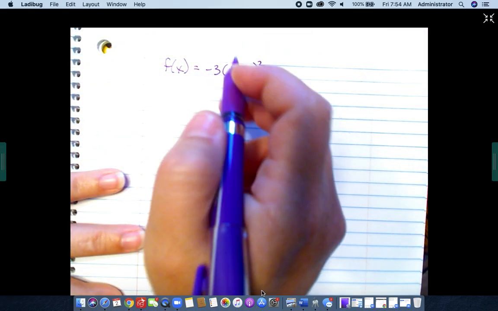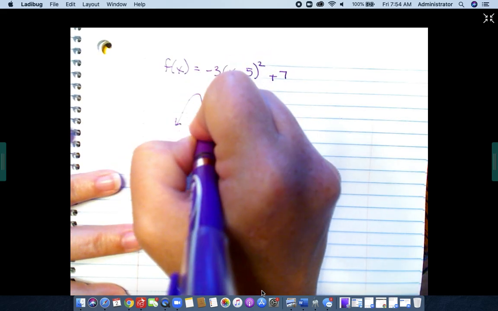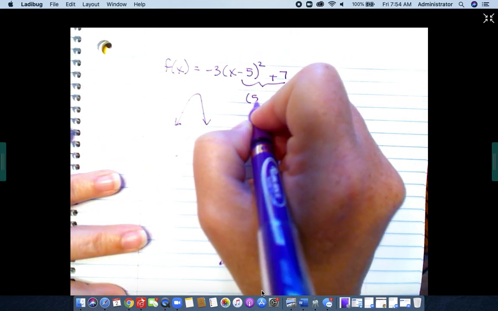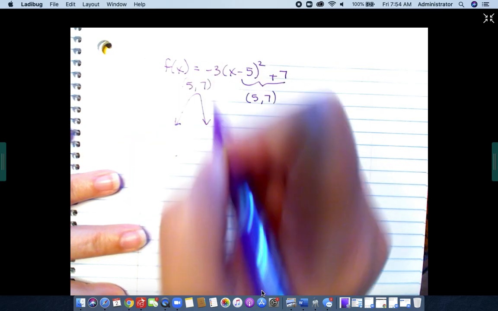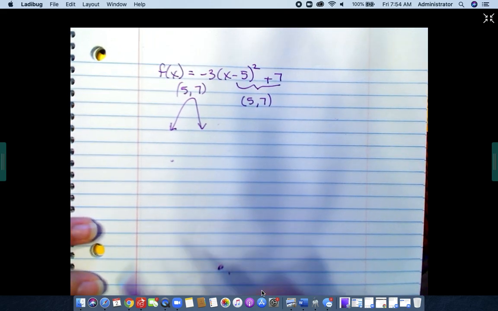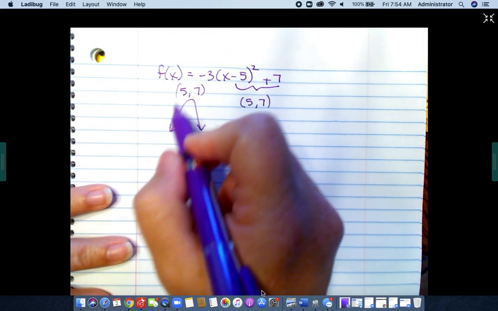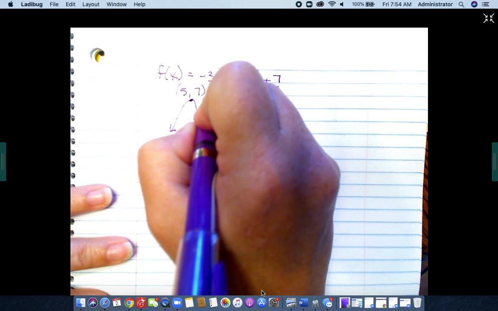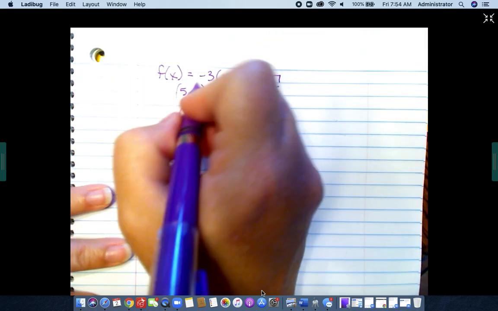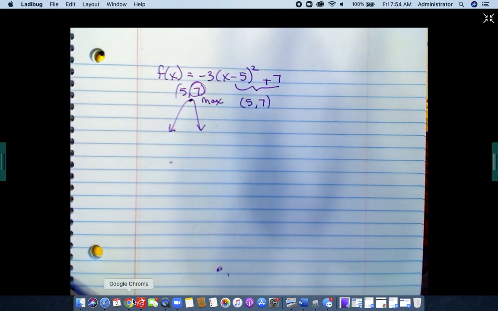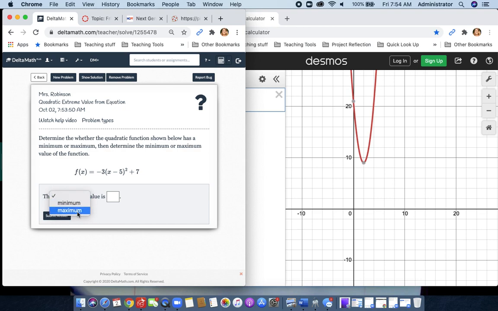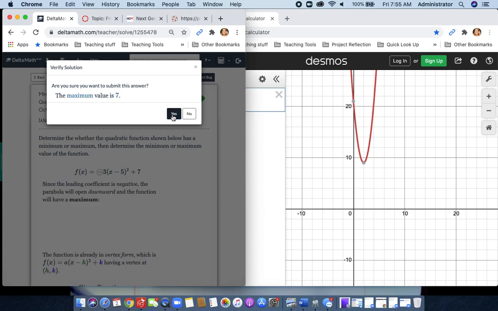But if this is my function, and I know it opens down, and my vertex is (5, 7), and I'm asked whether it has a max or min. Well, clearly, if it opens down, the highest point is this one, so it has a max. And what is our max value? Again, it's the y from the vertex. So the max value is 7. So what does that mean for a min? Well, you're going to have a min if the a value is positive, but the min value is still going to be the y right here. Okay, so submit, and I'm good.